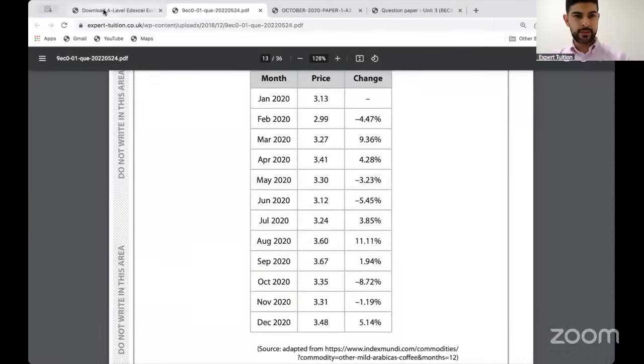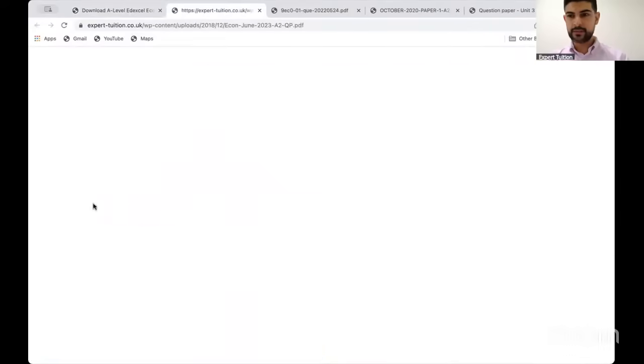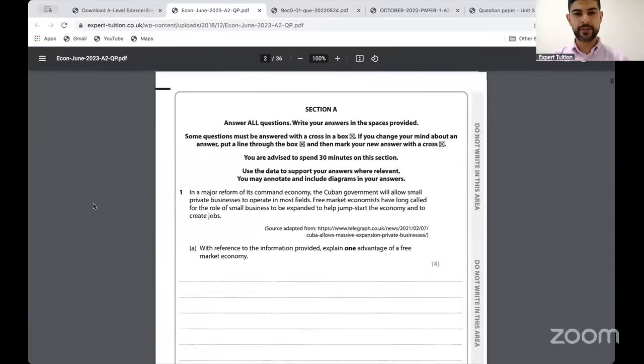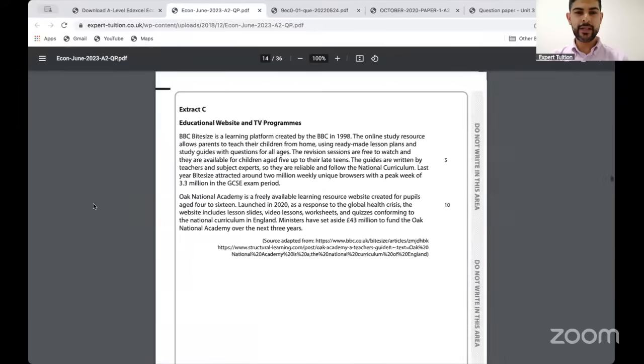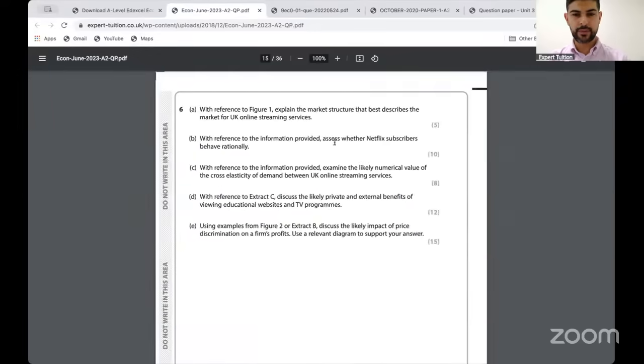Let's go to June 2023. It's all about Netflix and streaming services and great stuff like that. Right, so here is the 8 marker. I'm sure you guys have probably seen it as part of your revision. It says the following: with reference to the information provided, examine the likely numerical value of the cross elasticity of demand between UK online streaming services.